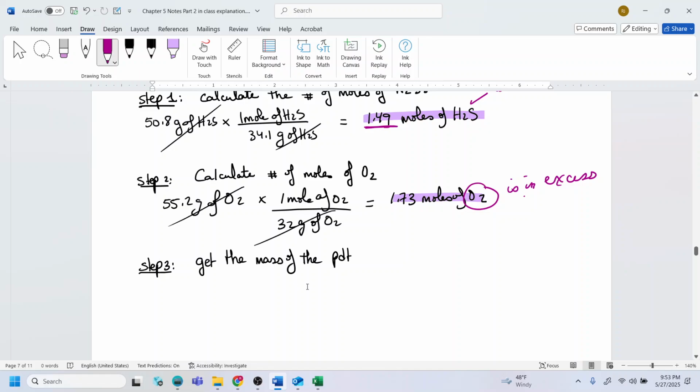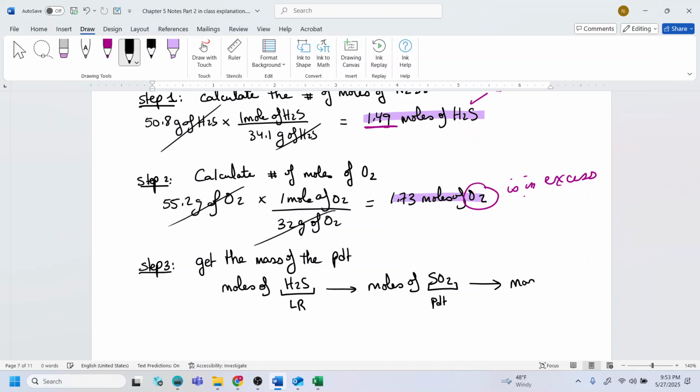So to get the mass of the product, I know that I got the moles of H2S, right? Because H2S is my limiting reagent. So you start with the moles of the limiting reagent. We're going to do a mole ratio, so we're going to change this into moles of the product, which is the SO2. And then from the moles of the product, I can simply get the mass of the product.